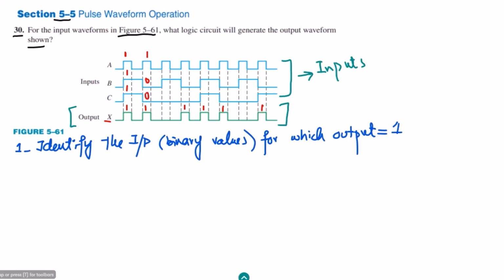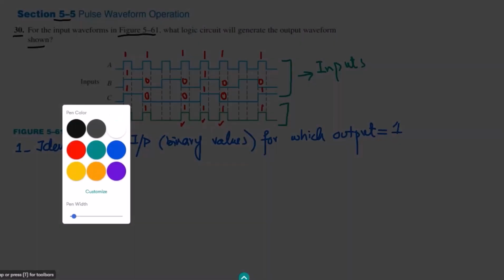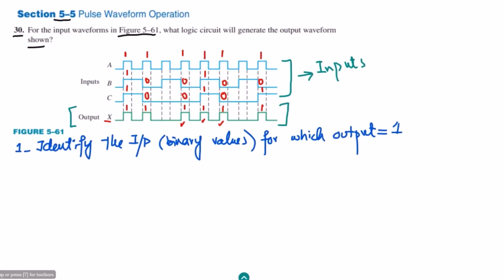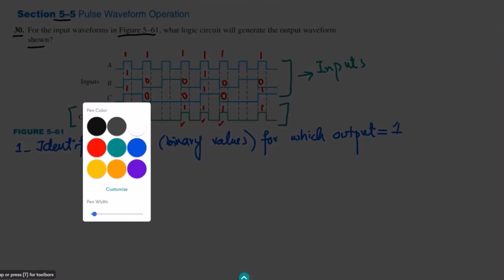For the third one, this is again 1. I can see that for it I have 1, 0, 0. For this fourth one I will have 1, 1, 1. For this one I will have 1, 0, 0, and for the last one here I will have 1, 0, 1. Okay, so these are the combinations for which I have got these values. So after finding them, what do we have to do? Let me first write what the combinations are.